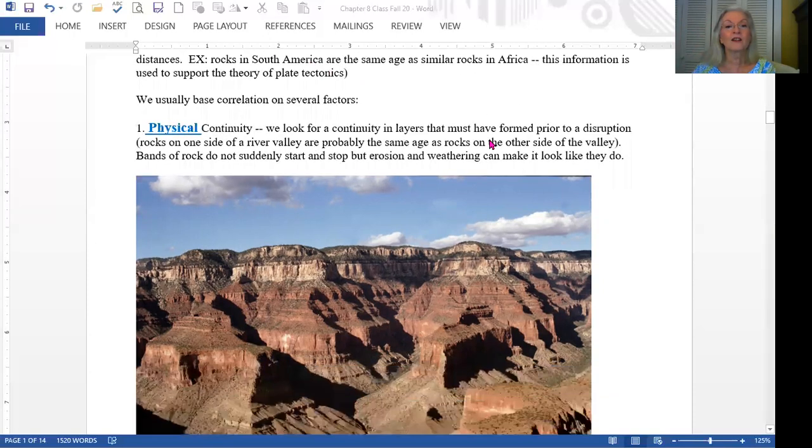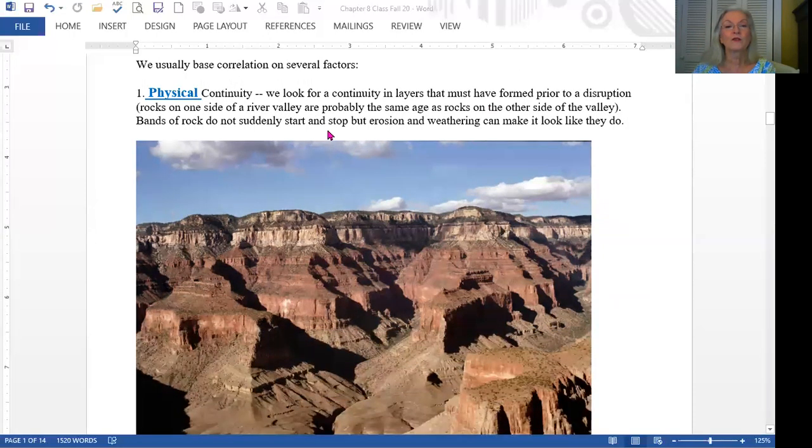So, physical continuity. We look for a continuity in layers. Probably the easiest way to see this is if you think of something like the Grand Canyon. The Grand Canyon has a north rim and a south rim, and the Colorado River cuts right through it. So the rocks on the north rim match up with the rocks on the south rim. That implies that the rocks were in place and then the river cut down through the rocks. So that is using physical continuity.